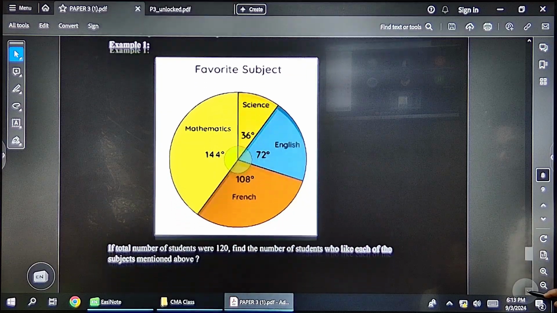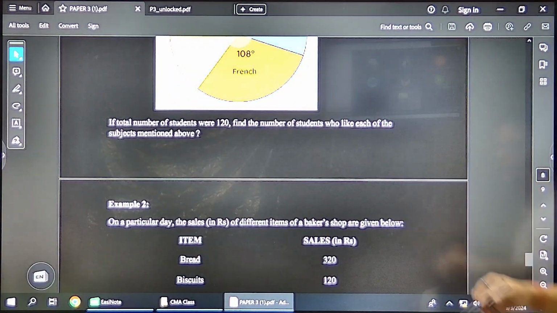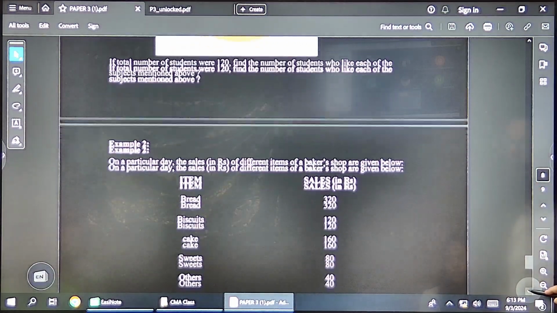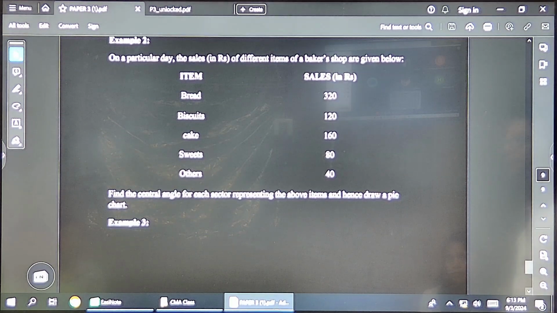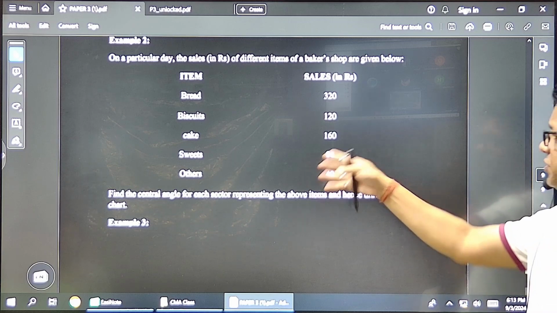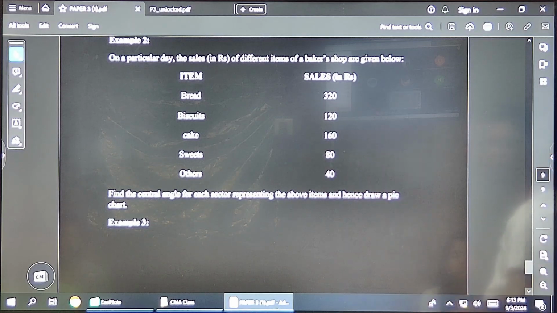Now, one similar question was there that I gave, and I asked a different one. Example 2: On a particular day, the sales of different items of a baker's shop, a bakery, are given below. These are items and their sales. Bread sold for 320 rupees, biscuits for 120, cake for 160, sweets 80, and some other items 40 rupees. Now the question is, find the central angle.